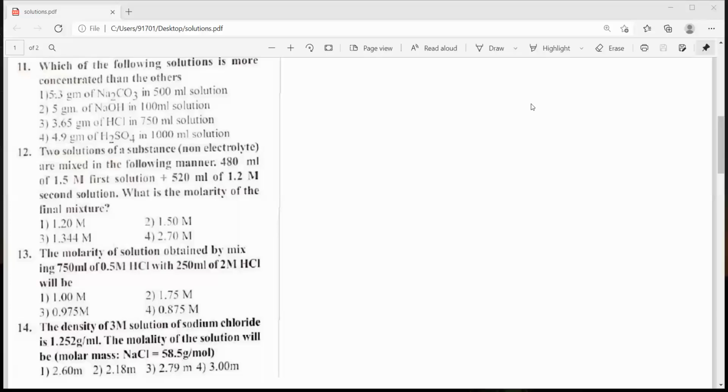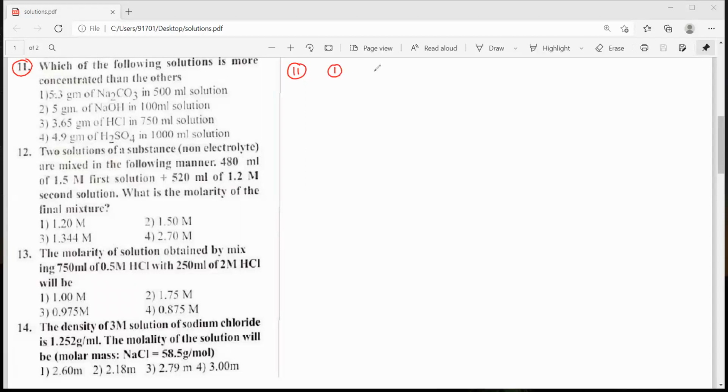The given 11th question is: which of the following solutions is more concentrated than the other solutions? Here we have to calculate the concentration. Okay, dear students, we need to use the molarity formula. We have to find the concentration of the solutions.